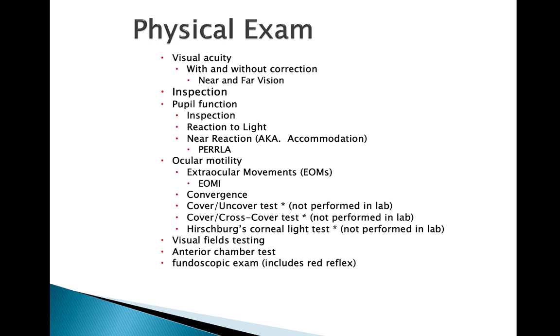Pupillary function, again, you're going to inspect the pupils. You're going to see how they react to light. So you're going to turn the lights down in the room, take a pin light and shine it into the pupil. And then you're going to do a near reaction, also known as accommodation. And you document that as PERRLA: pupils equal, round, reactive to light and accommodation. If you do not test accommodation, you just annotate it as PERRL, P-E-R-R-L.